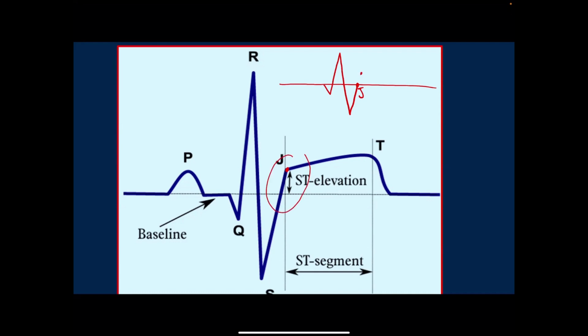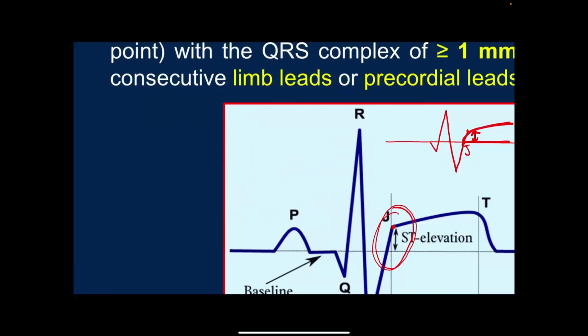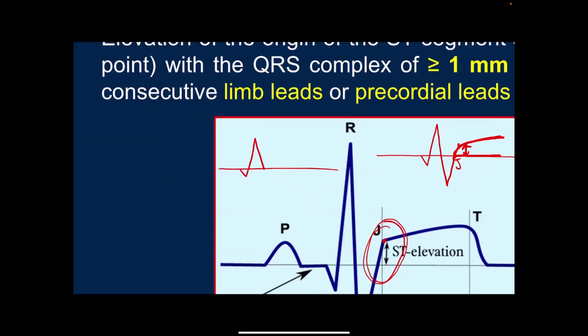Okay, this is what they're telling. This is how an ST elevation looks like. So it would look something like this. Instead of continuing back down, it continues back up. So this is where the ST elevation is, okay? So again, normally you have Q, R, S, and then T.